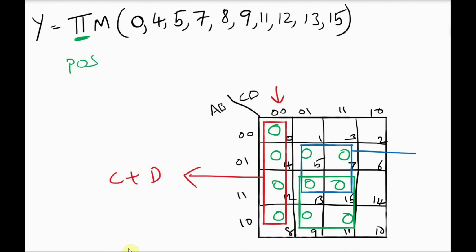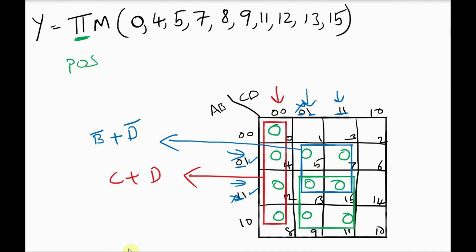Next we will see the blue group. So I will write the expression here. It lies in the second row and the third row. If you see that the value of A is changing, so we don't want to take the value of A, but the value of B remains the same. It is 1. Therefore, B bar plus column value, which lies in second column and third column. Again, the value of C is changing, so we don't want to take this, but the value of D remains same and it is 1. Therefore, it is D bar.